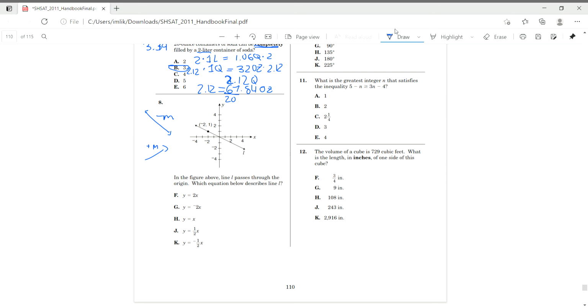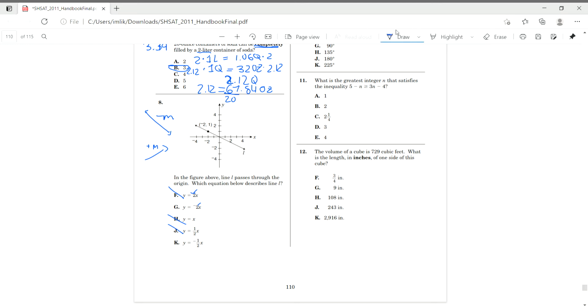So let's just start eliminating some answer choices. y equals 2x. 2 is our slope. 2 is positive, so we can eliminate it. Our slope here is negative 2, which is negative, going down, which is fine. y equals x. x is positive. Our slope would be positive 1. y equals positive 1/2 x. That's also positive. So now we're left with negative 2 and negative 1 over 2.